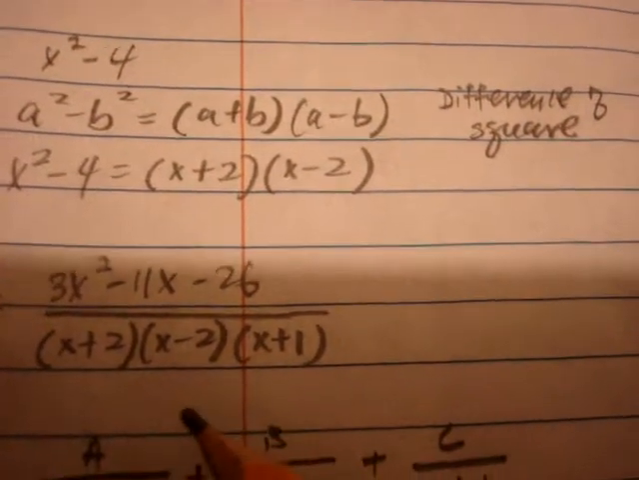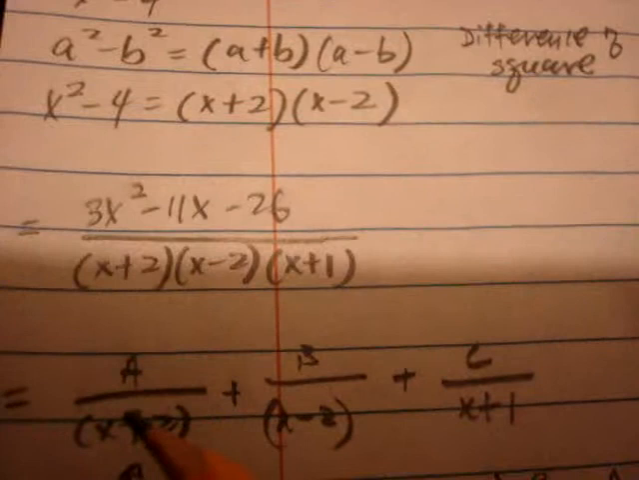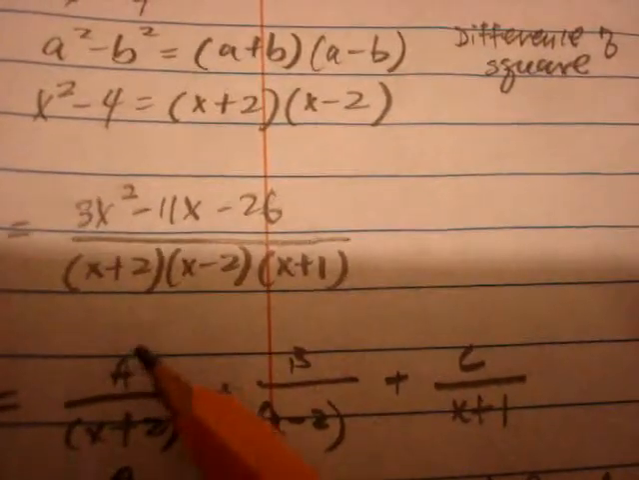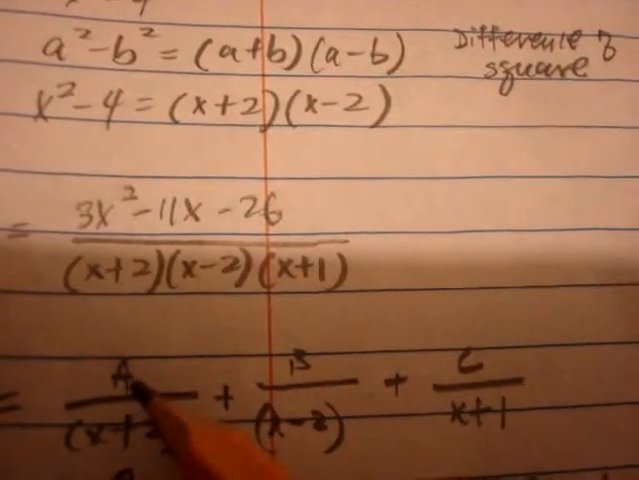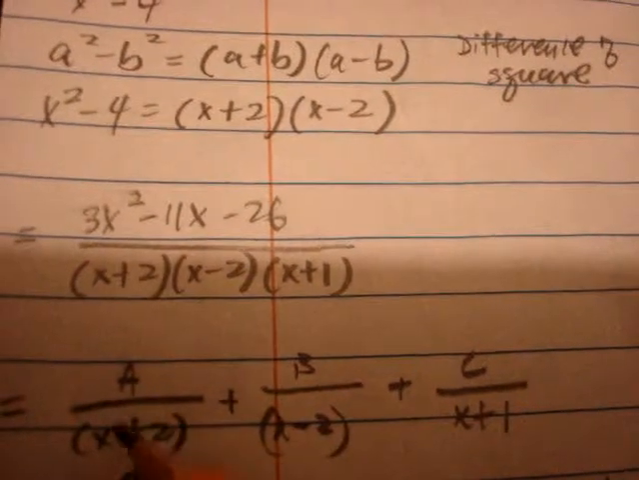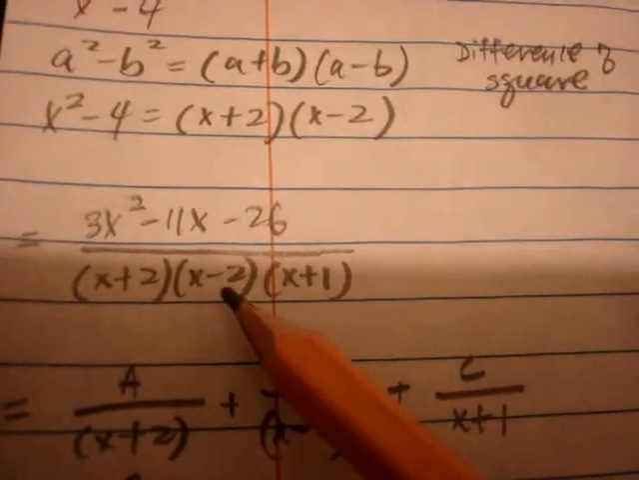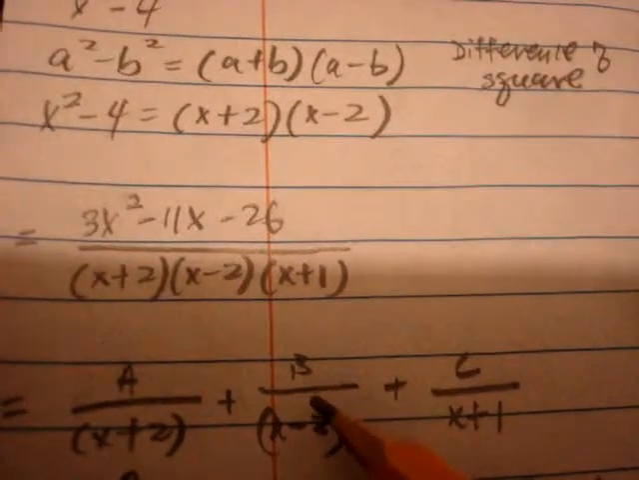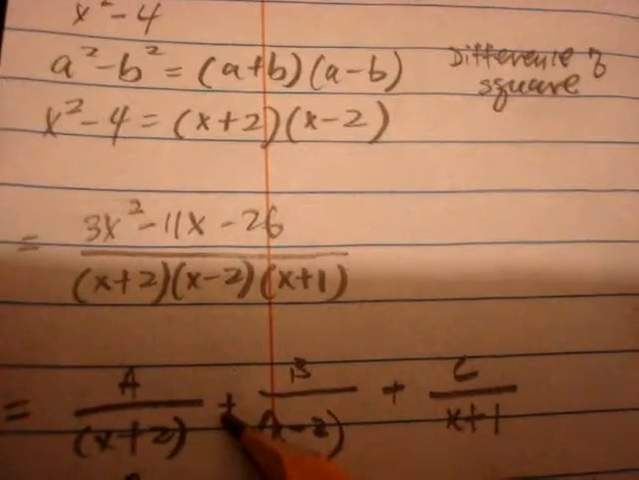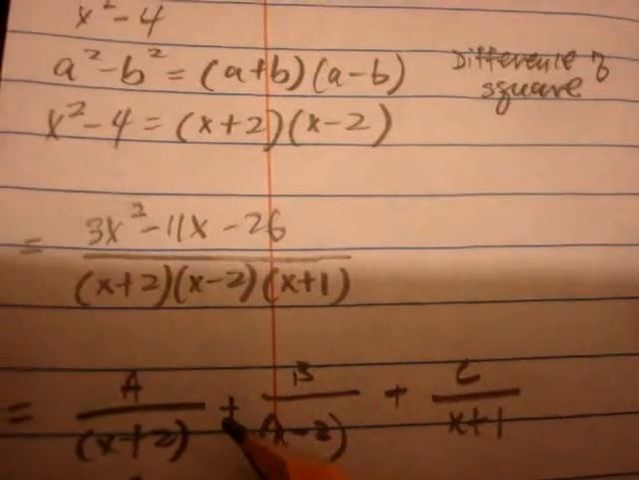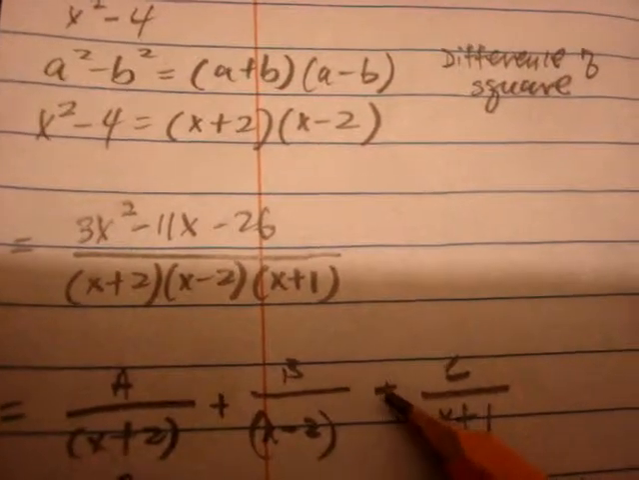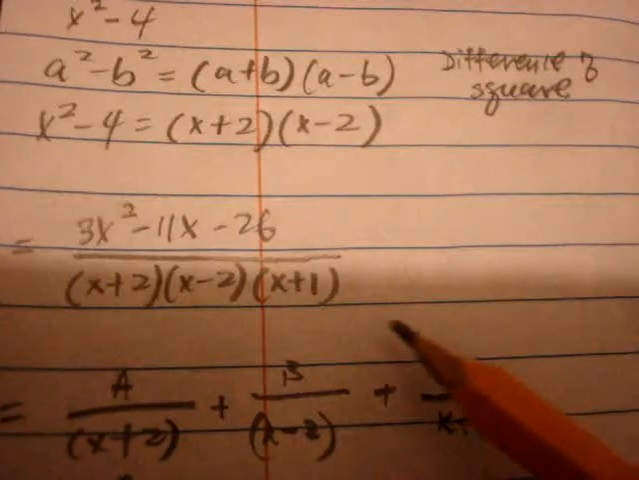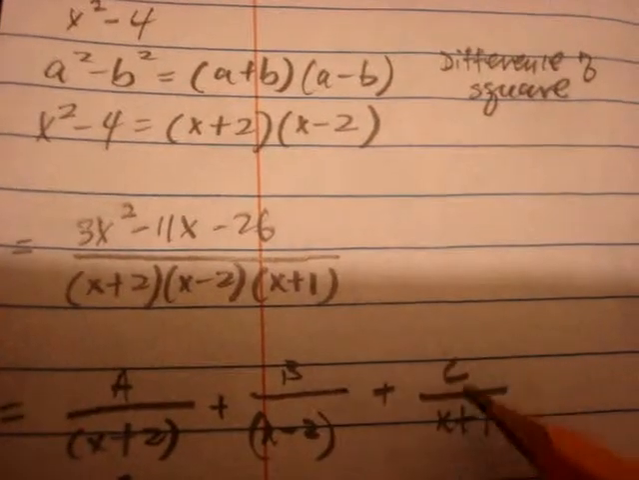So the next thing is to assign a letter for x plus 2. Let's assign A for that: A divided by x plus 2. As for x minus 2, I will assign B for it. Make sure you put a plus right here. It's always going to be plus, plus. As for the C, the x plus 1 will be assigned to it.